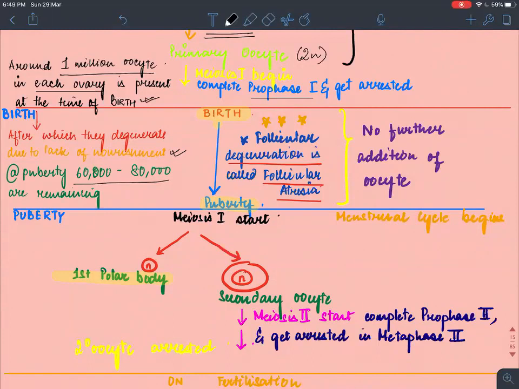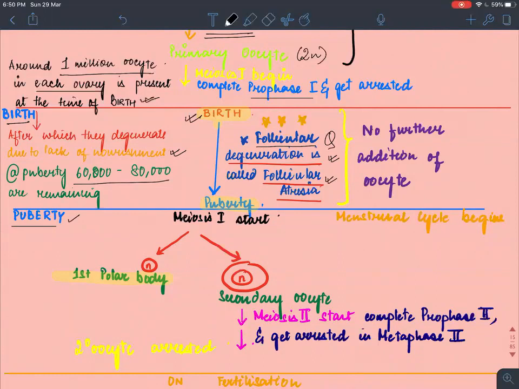So during the time of birth 1 million oocytes will be present. From birth till the time of puberty is reached, there will be a decrease in the number, and this decrease in number is due to degeneration of the follicles, which is called follicular atresia. I've written it here, follicular degeneration from the time of birth to puberty is called follicular atresia, and I've seen questions from here many a number of times.